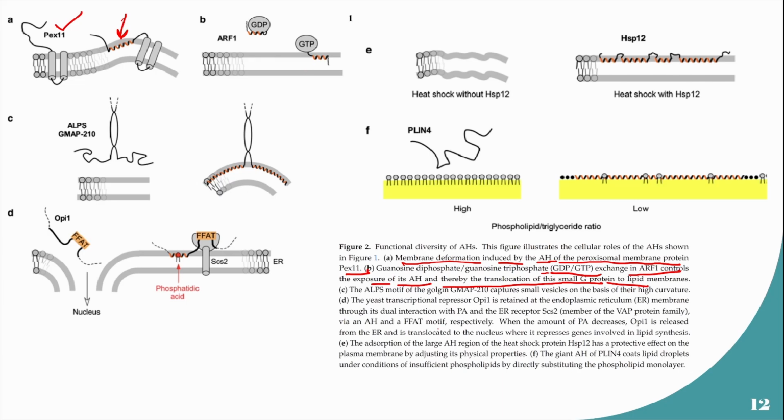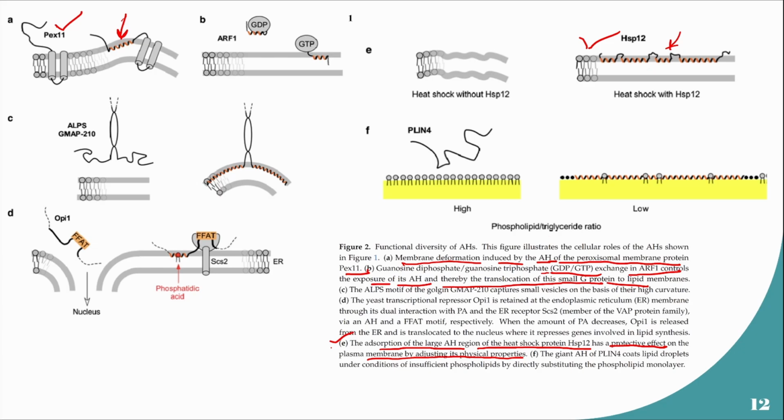Heat shock protein we know very well. So heat shock proteins in this case, we see the amphipathic helix's relevance. So here is the adsorption of the large amphipathic helix region of the heat shock protein HSP12 in figure E. That has a protective effect on the plasma membrane. Because while we introduce this amphipathic helix into the lipid membrane, that changes the characteristic of the membrane. And in this case, by adjusting the physical properties, it has some protective effect as we see here. So this amphipathic stretch of residues is inserted into the lipid membrane here, right?